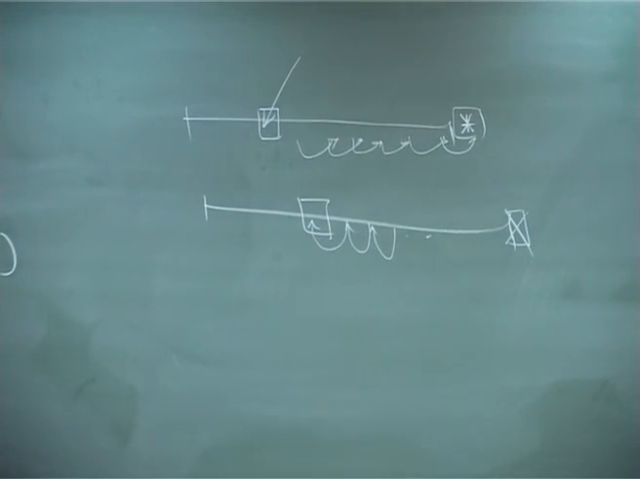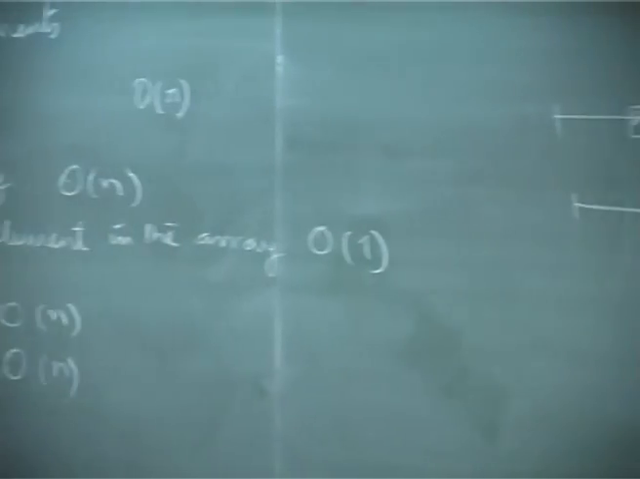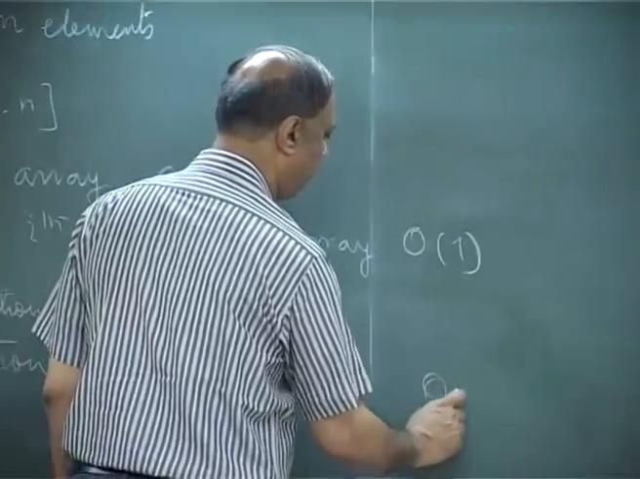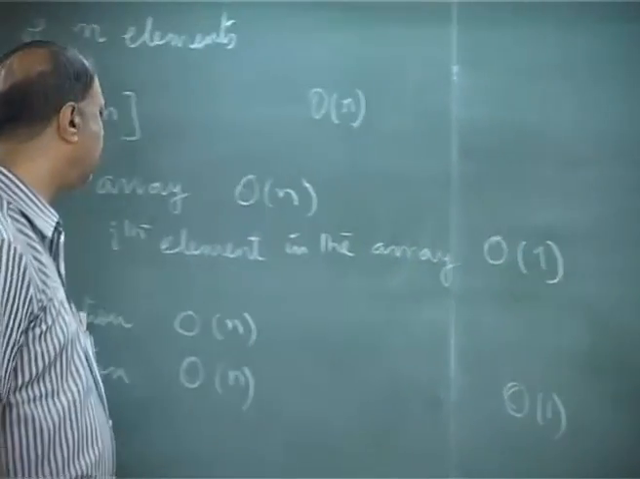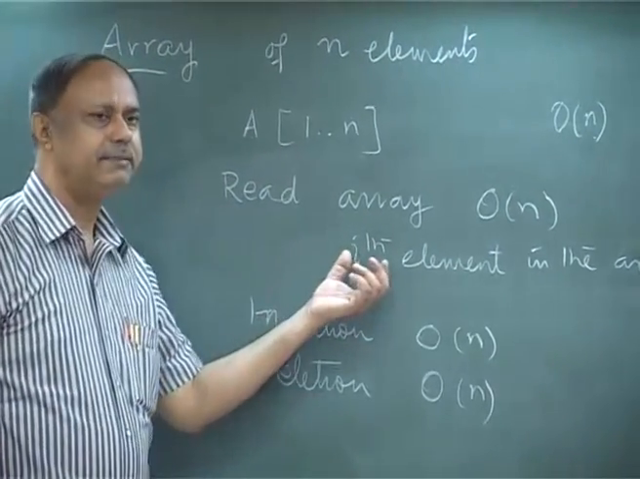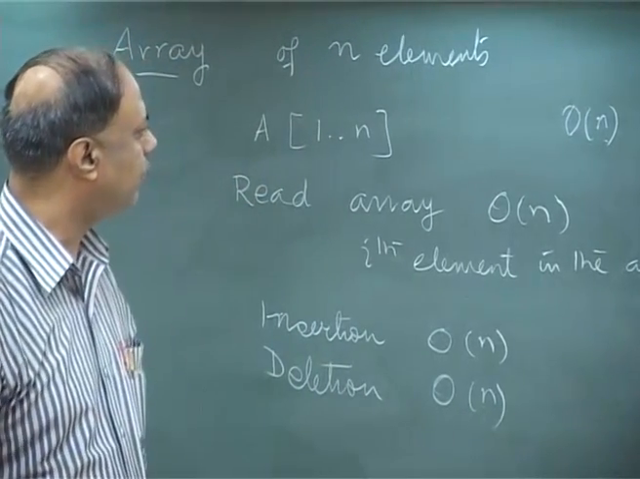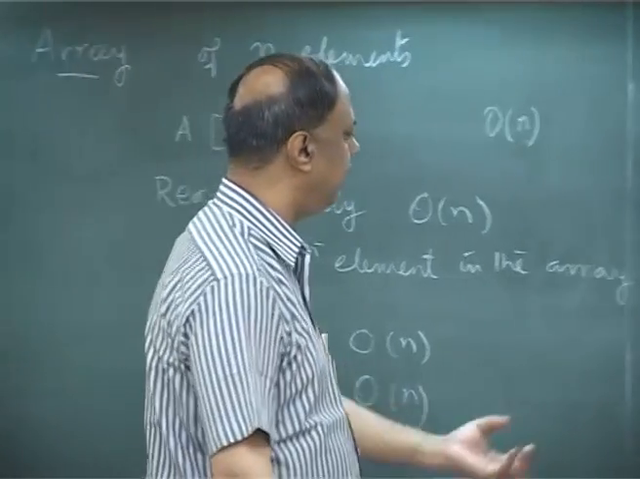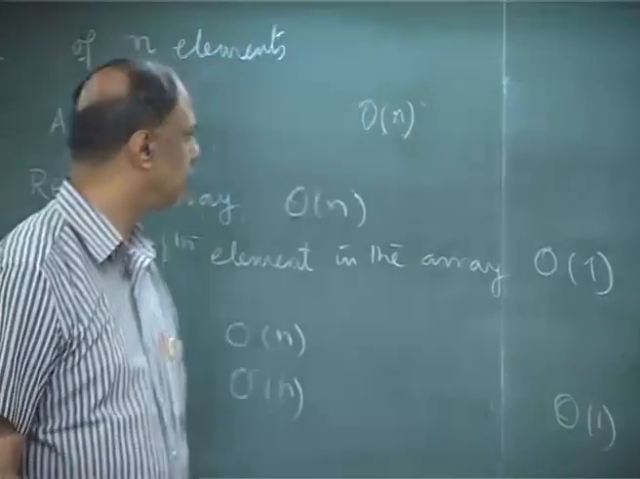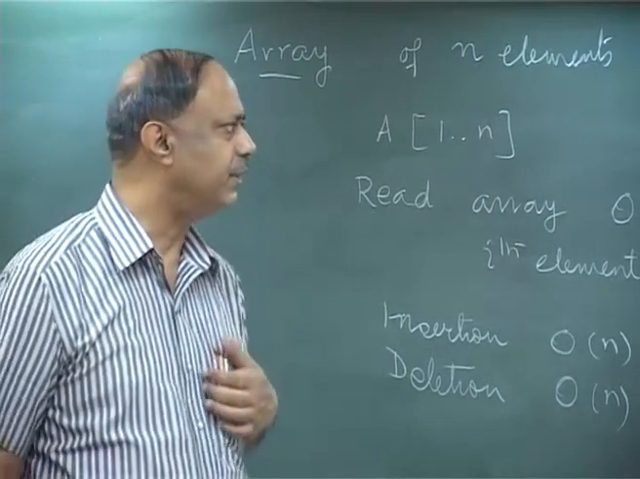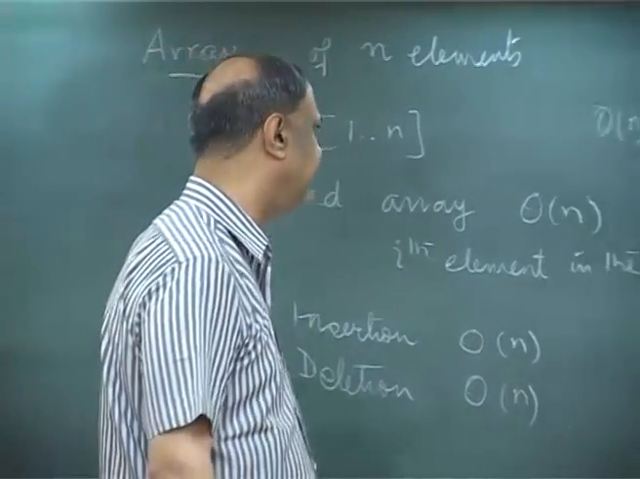Now suppose I want to modify the ith element of the array. How much time do you need? Yes, it takes order 1 time, because I will just go to the ith element, and because it is a random access structure, I can easily replace the content of the ith element, which takes order 1 time. So these are the major operations you perform on each data structure.